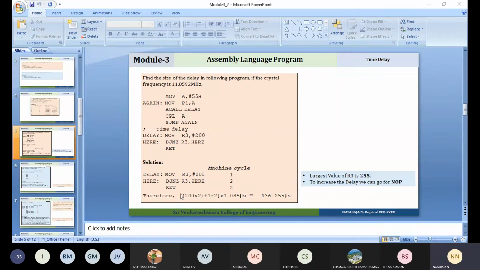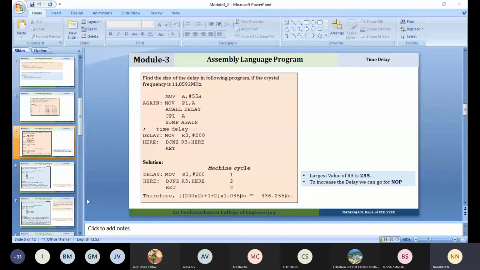With one more cycle, the first equation will be one machine cycle and the second will be another machine cycle. Now 200 into 2 plus 1 plus 2, because it will loop, turning around totally 200 times with this same equation. Why? Because our R3 value is 200. It has to reach 0.